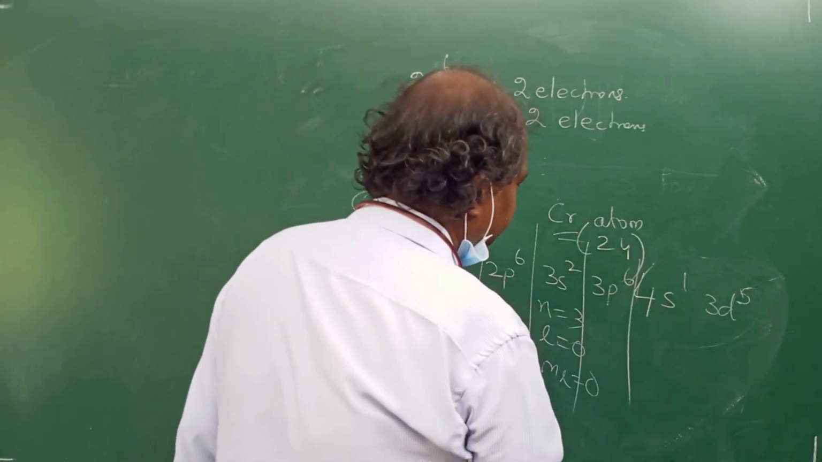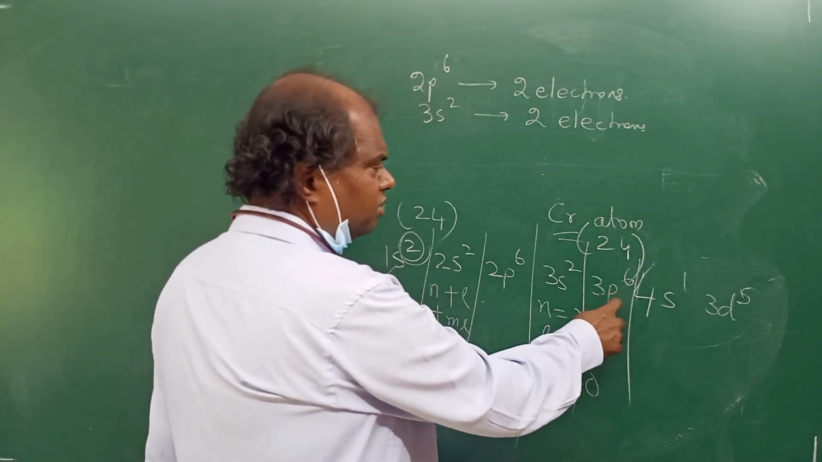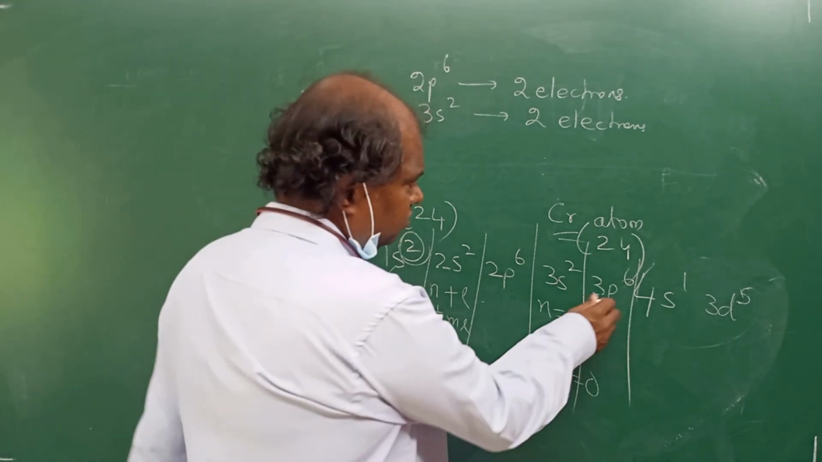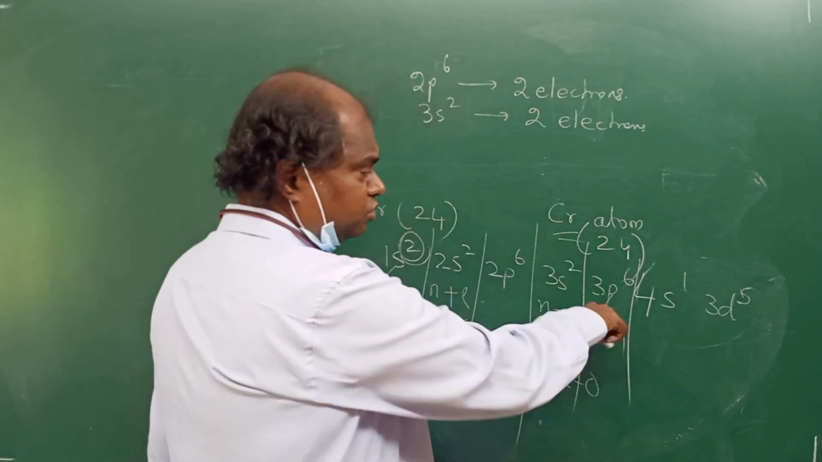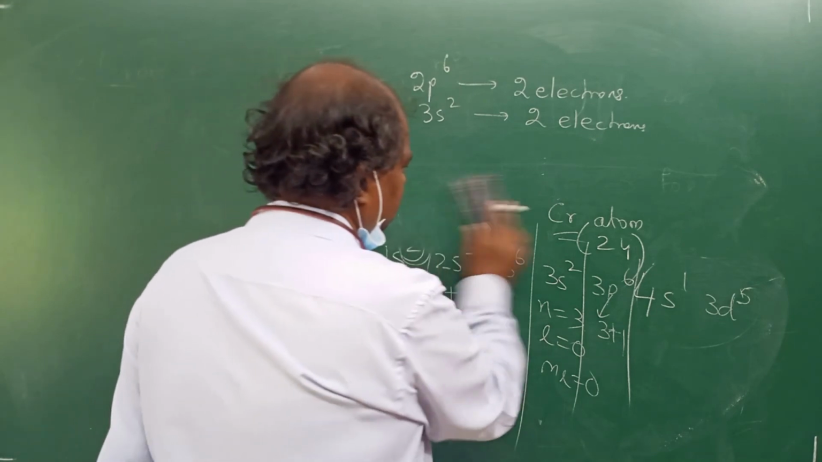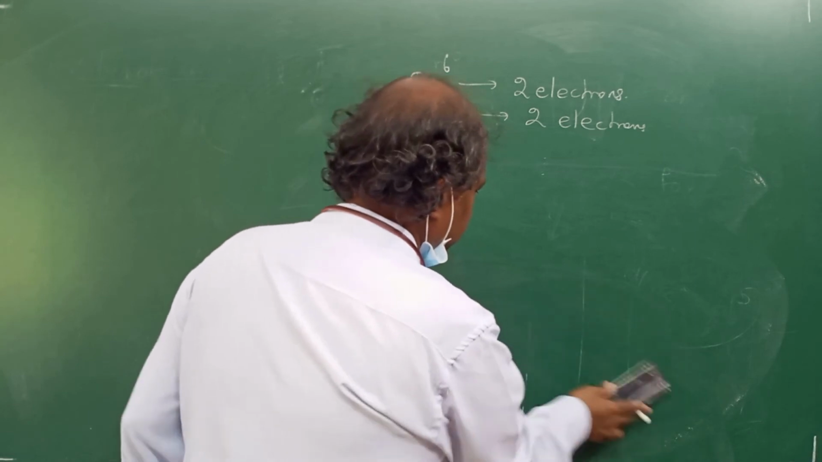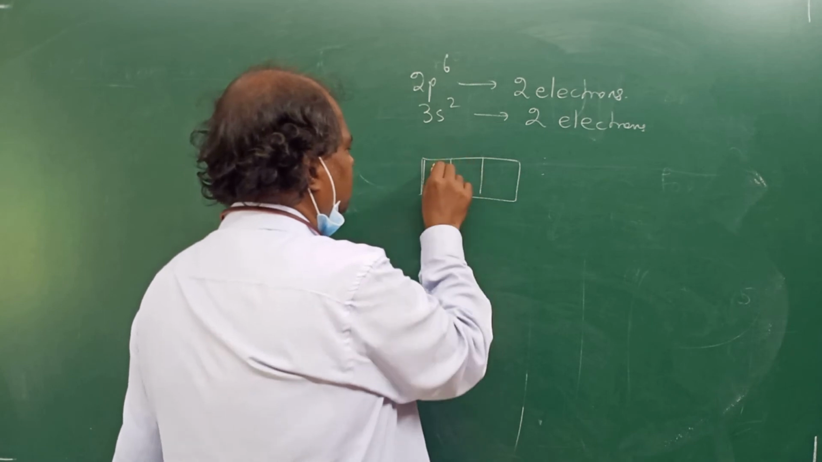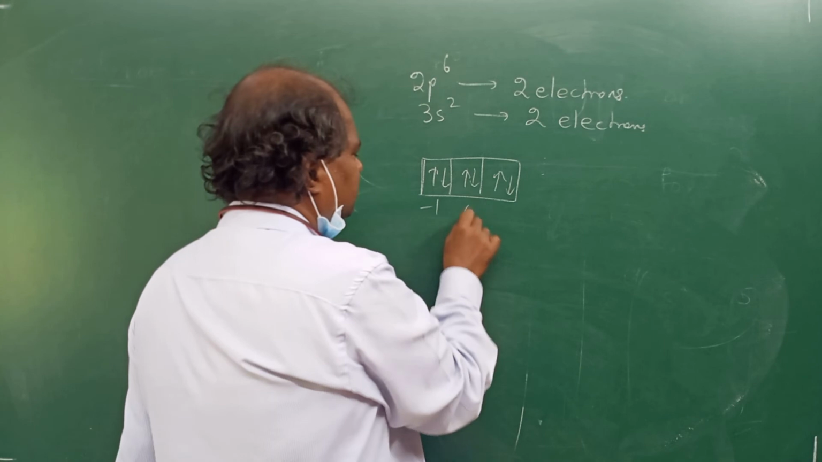Let's see for 3p6 now. For 3p6, students, you will not get it because 3 plus 1 will come. What is the L value for p orbital? 1. So here you will get 3 plus 1. Correct? But then minus 1 can also come. So let us draw for 3p6 now. Minus 1, 0, plus 1, right?